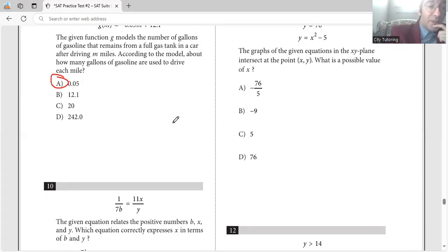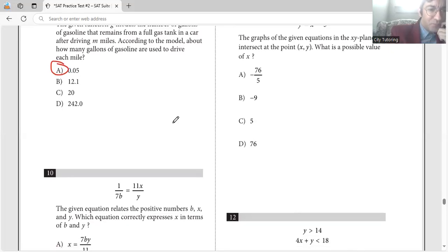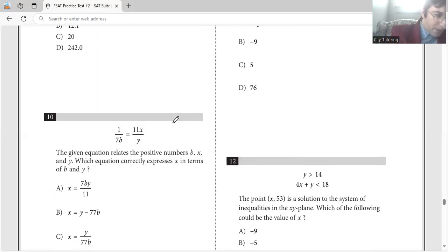All right, number 10. When you see something like this, I already know it's a proportion. The shortcut to proportions, even though I'm not being mathematical here, is that for test taking purposes you should always just cross multiply. What they're looking for here is you're solving for x.